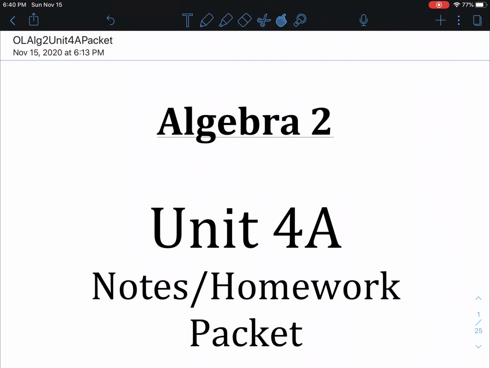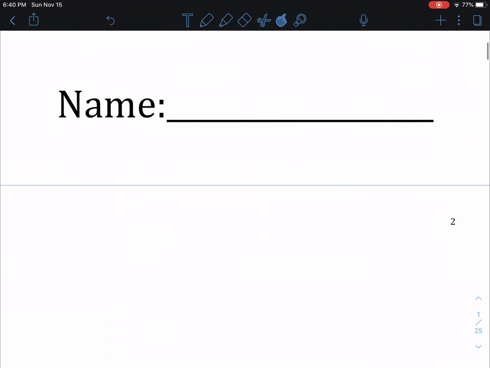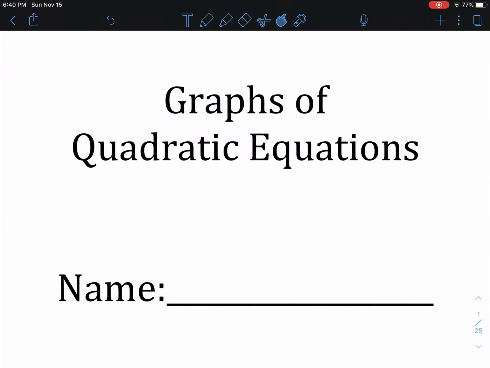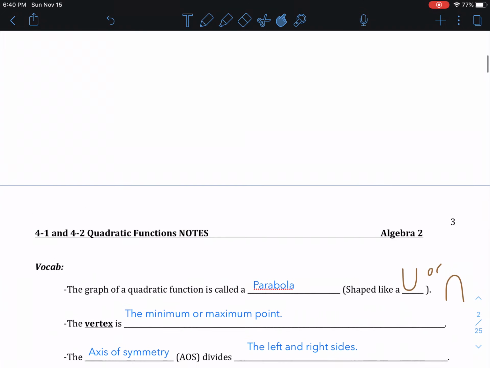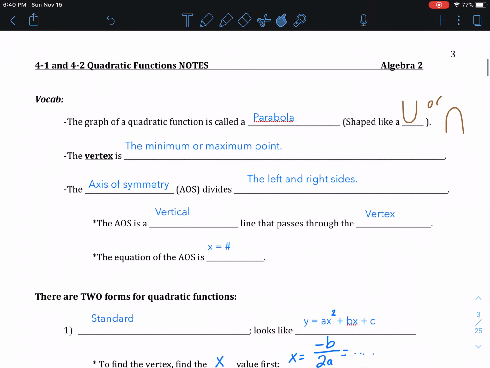Okay, guys, we're starting a new unit today, Unit 4A. And the main theme of the unit is graphs of quadratic equations. Quadratic equations we're going to start learning about. Now, a quadratic equation is essentially an equation that has its highest exponent of 2, which you'll see below.